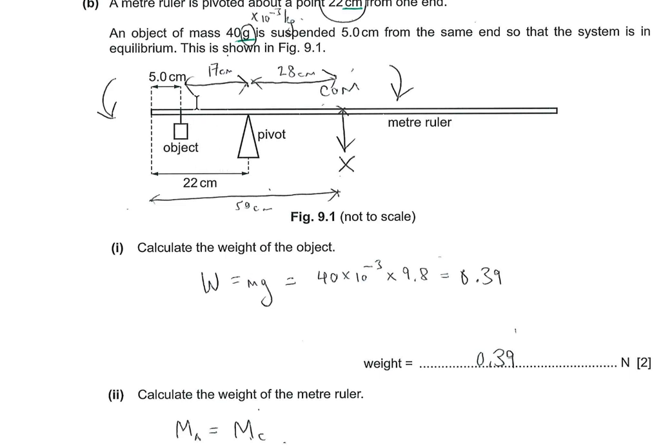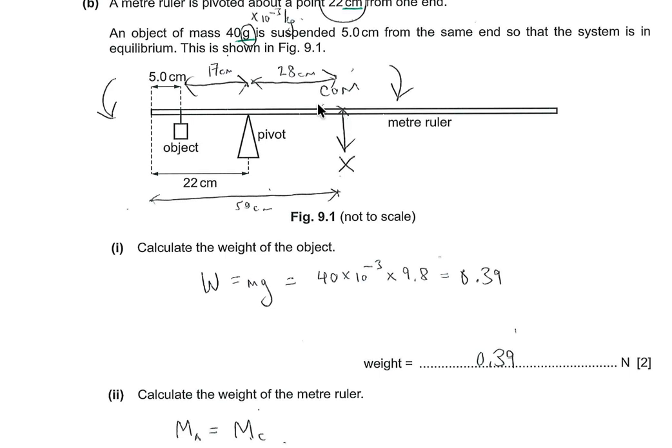Now, the object is providing an anti-clockwise moment. If the object was acting just on its own, it would cause the thing to spin around this way. What's balancing that is the moment due to the weight of the ruler itself. Now, that weight is x, and it acts from the center of mass. In other words, the 50 centimeter mark. And you can see why this is a 3-mark question. We're going to remember that this distance here is 22, that from here to here is 50, and so our center of mass, or center of gravity if you want to call it, is 28 centimeters from the pivot.